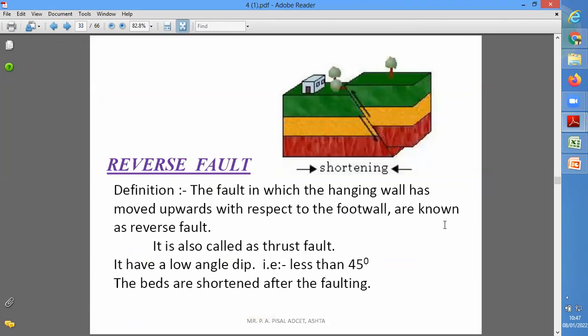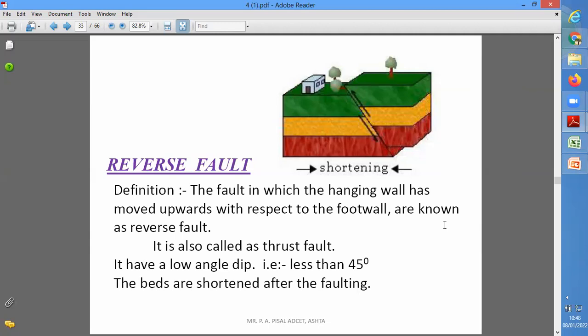Now the next type of the fault is the reverse fault. Now what is the meaning of reverse fault? The characters of the reverse fault are completely opposite to the normal fault, like we have discussed in the fold, anticline and syncline. Likewise, the characters of the normal fault and reverse fault are completely opposite to each other. If you prepare one type, you can automatically prepare the second type, because the characters of one type are completely opposite to the other type.